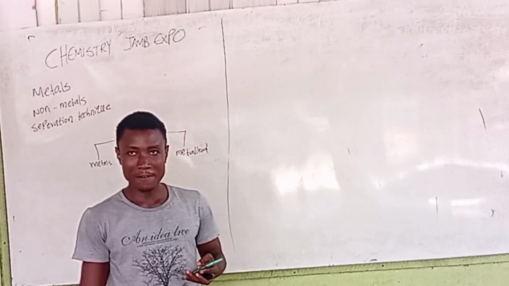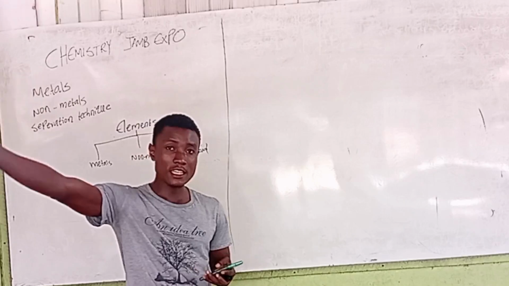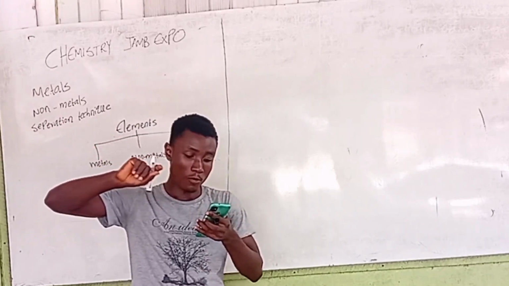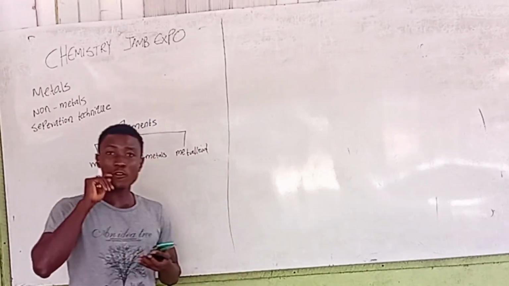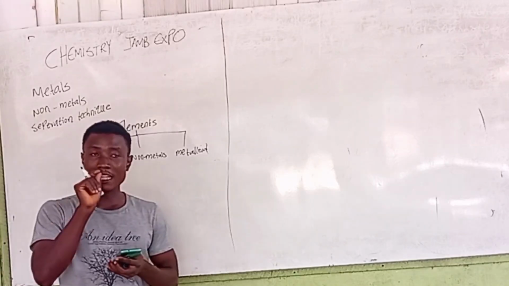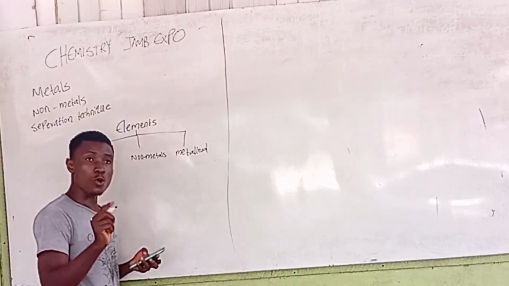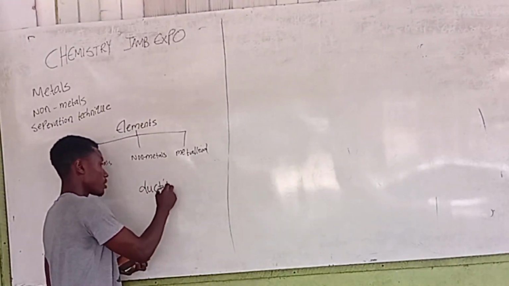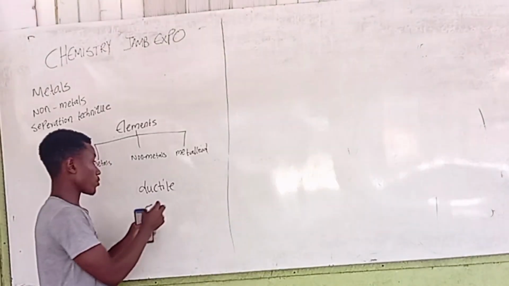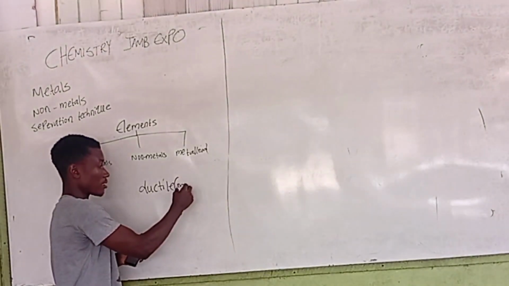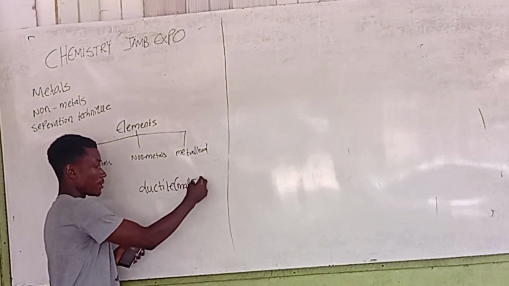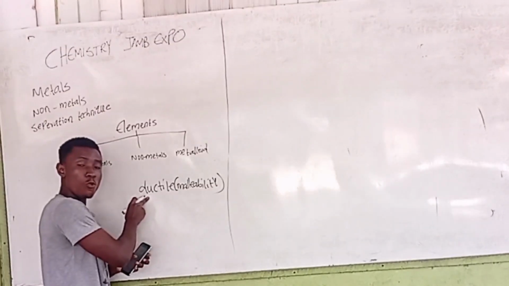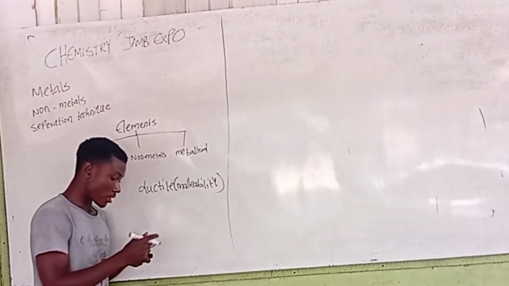You get to see the zinc that we use, which is shiny, and it can be shaped into wires, and it can also be shaped into sheets. The ability for them to be shaped into wires and into sheets is what we call ductility, or what is also known as malleability. This is the ability of metals to be shaped into wires.